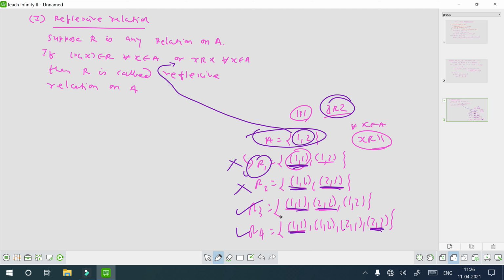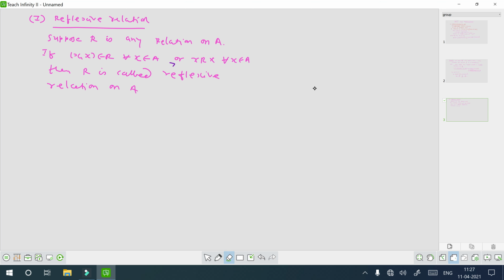Then that relation is called reflexive relation. So this is the first type of relation, reflexive relation. For example, if we would like to, we can mention it. A = {1, 2}, R1 = {(1,2), (2,1)}.